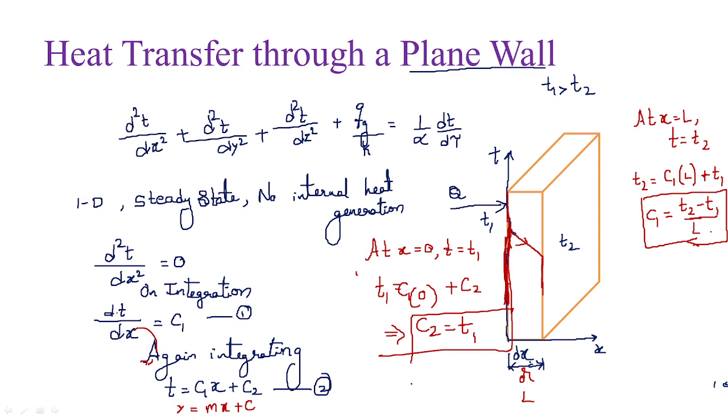Now what we need to do after getting C1, C2, we need to determine the temperature at some distance x. In order to determine the temperature at some distance x, we have got an equation, that is equation 2. Can you observe this? T is equal to C1x plus C2. So temperature at some distance x can be written in the form like this.